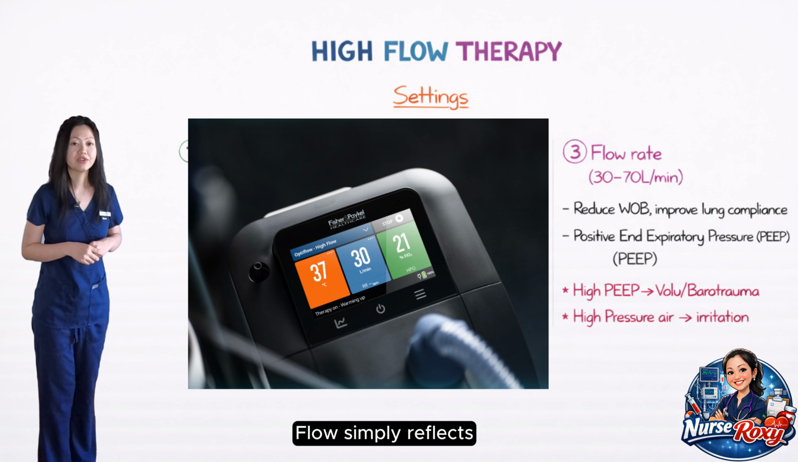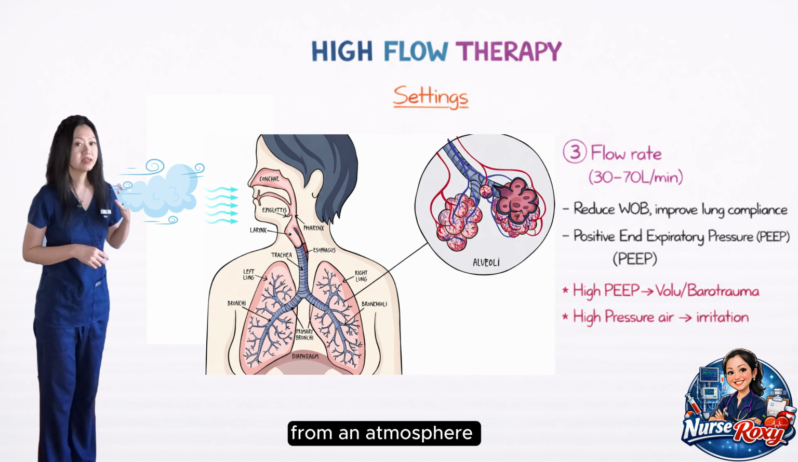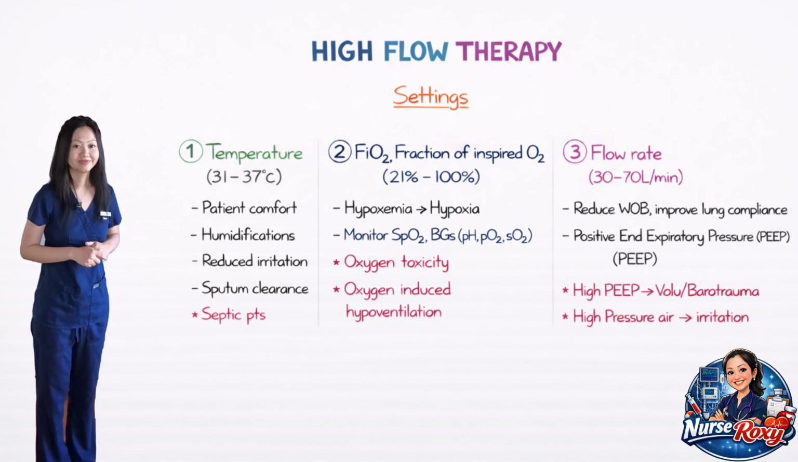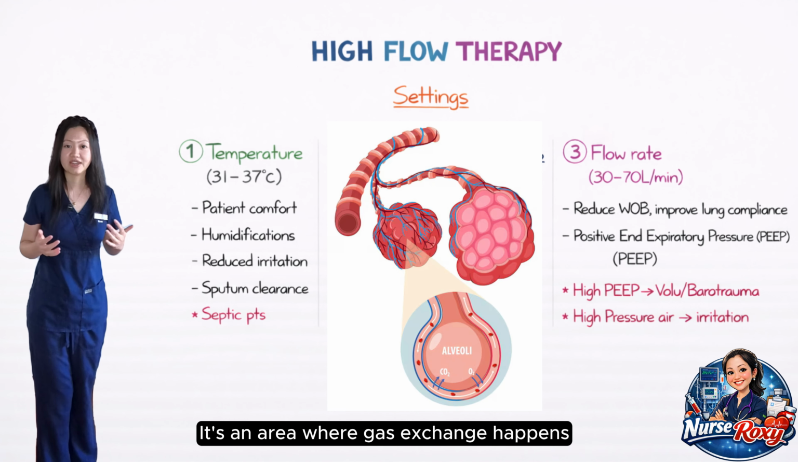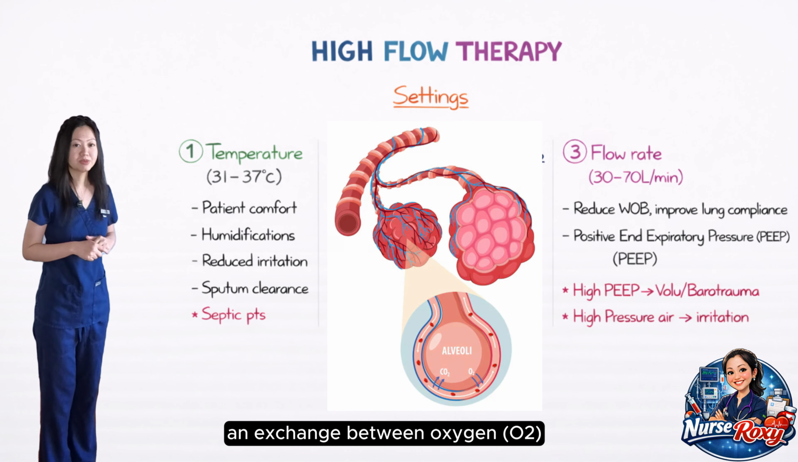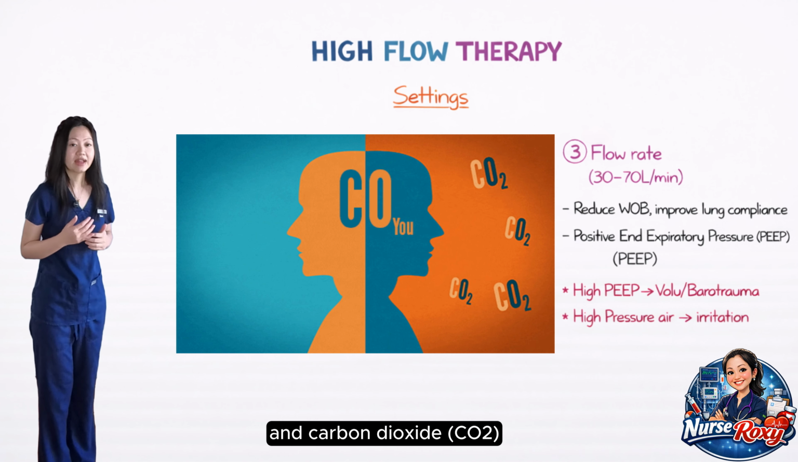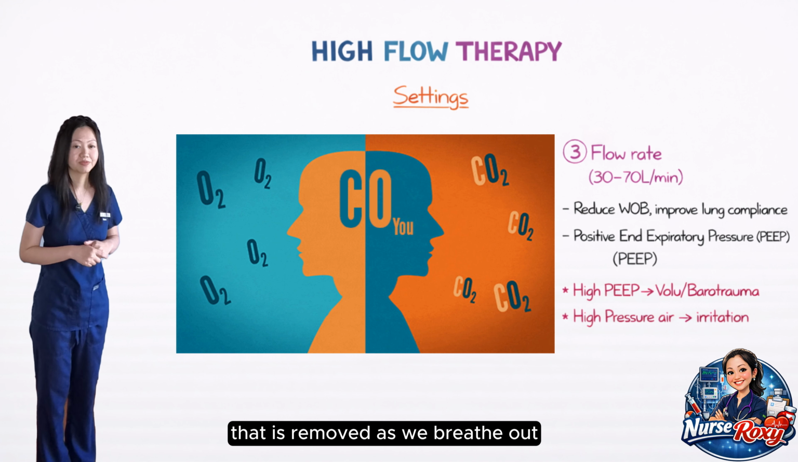Flow simply reflects how fast the air moves from the atmosphere, passing different parts of the airway, and reaches the bottom of the lung, which is the alveoli, over a specified time. If you know what alveoli do, it's an area where gas exchange happens, an exchange between oxygen, which is absorbed as we breathe in, and carbon dioxide that is removed as we breathe out.